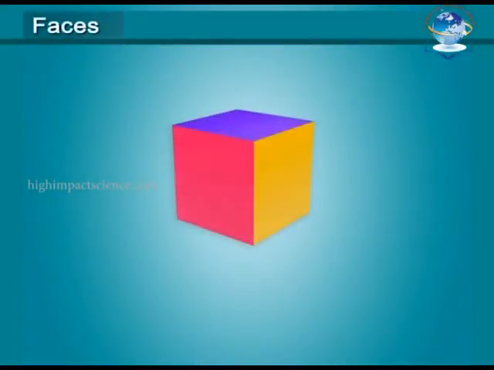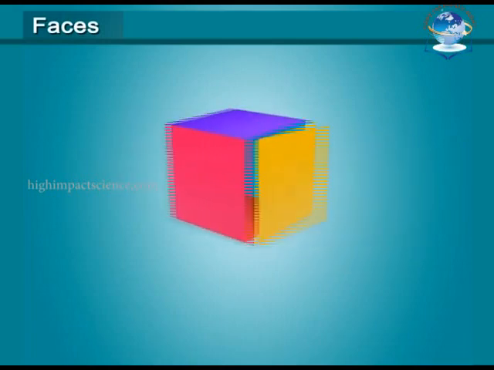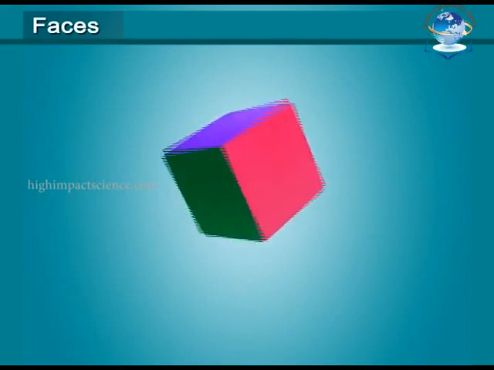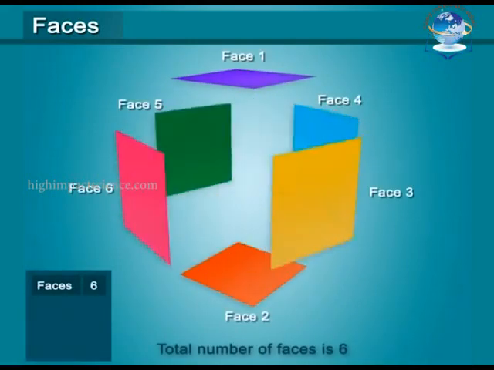The flat surfaces of a solid are called its faces. They are in the form of plane figures. In the given figure, the total number of faces is 6: a top, a bottom, and 4 around the sides.